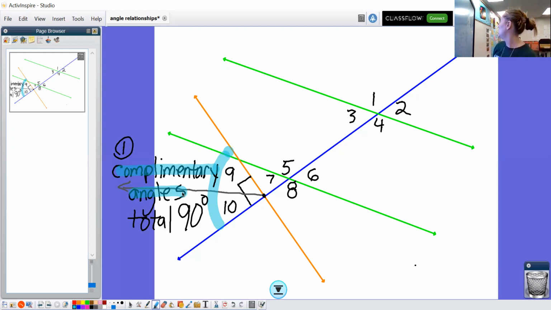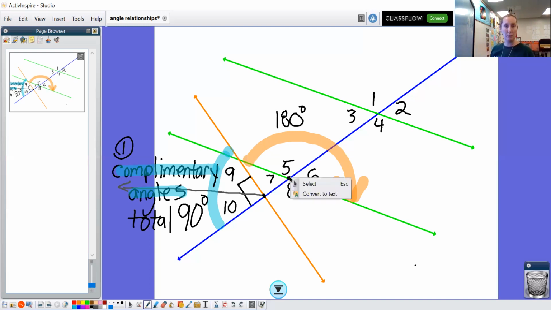Now, when two angles total 180 degrees, and I'm going to look at number 5 and 6. Number 5 and 6, ooh, let's use a different color. Let's use orange, okay? Angles 5 and 6 here, all the way around. Okay. Angles 5 and 6, they're 180 degrees together, right? They're also adjacent angles. They share a common side and a common vertex. Here's their vertex right here. Okay, and those are called supplementary angles.